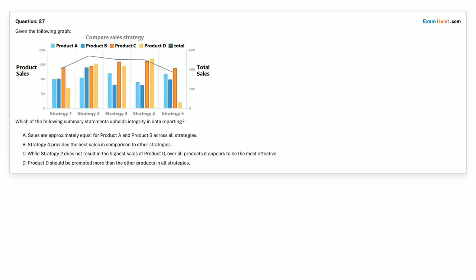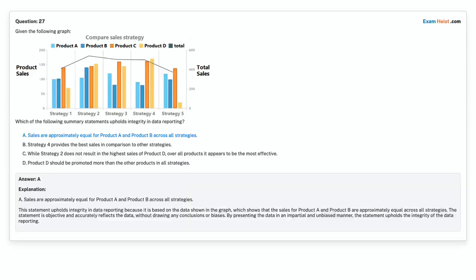Option A. Sales are approximately equal for product A and product B across all strategies. Option B. Strategy 4 provides the best sales in comparison to other strategies. Option C. While strategy 2 does not result in the highest sales of product D, over all products it appears to be the most effective. Option D. Product D should be promoted more than the other products in all strategies. Choose the correct answer. Correct answer is Option A. Sales are approximately equal for product A and product B across all strategies.